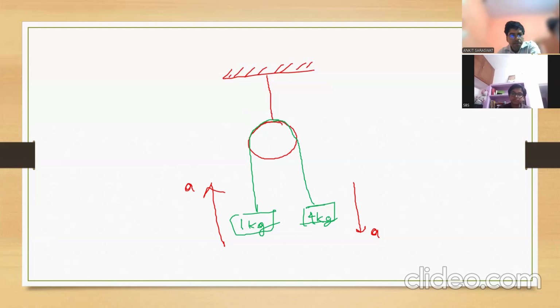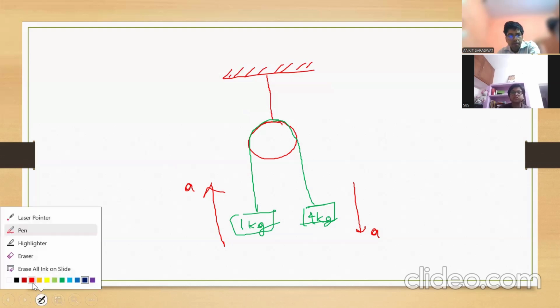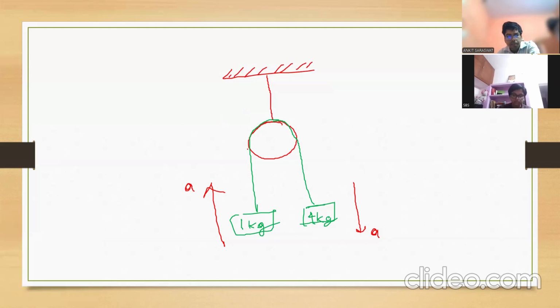Now look here. If I ask the tension, it is up, and here 1 into G, here 4 into G. You can easily find the tension by balancing forces, that is the force balancing equation we will do later. My concept is that. Now can you draw the free body diagram in this case?